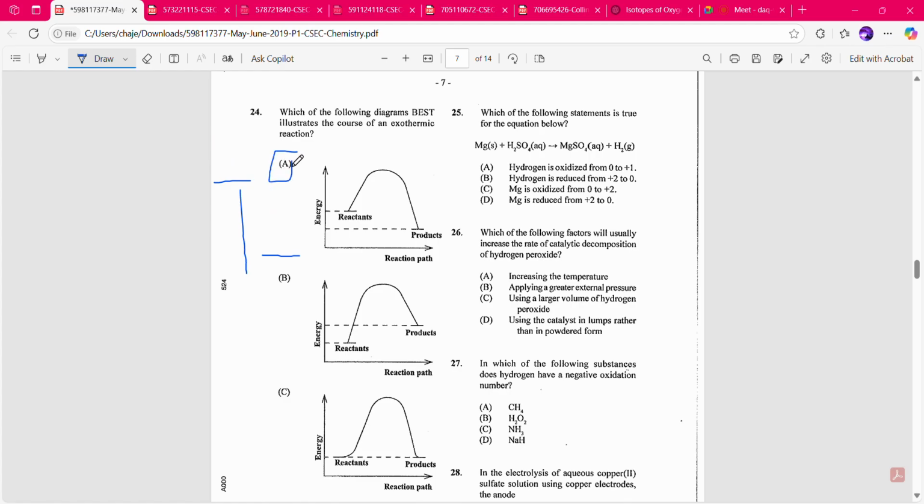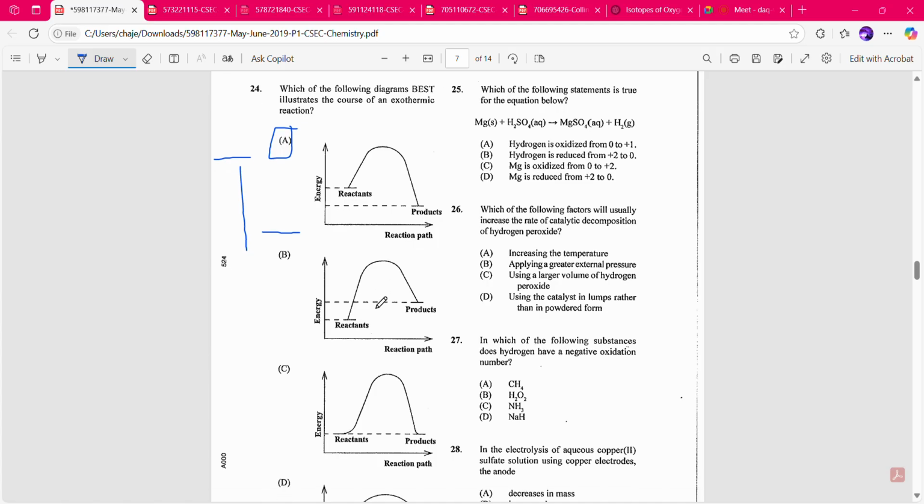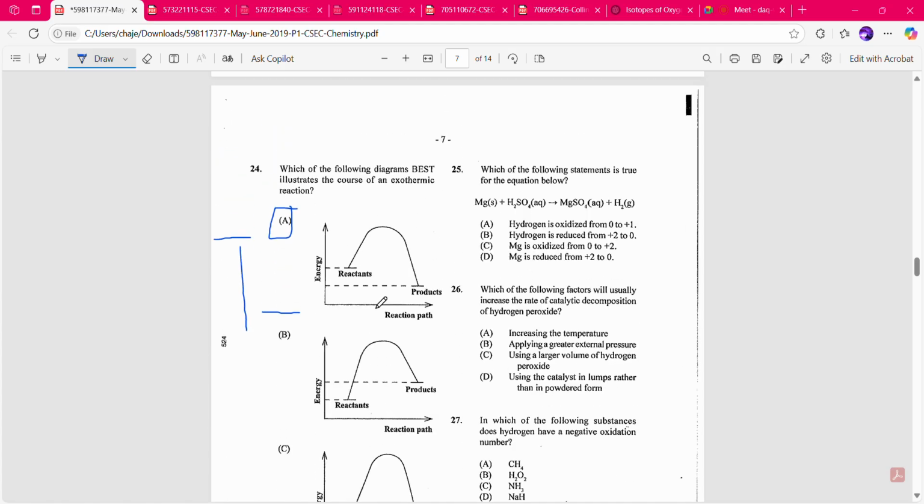So A is exothermic. B would have been endo. Because in endothermic reactions, we have the substance actually gaining energy from the environment, gaining heat from the environment. So the products would have more energy than the reactants.